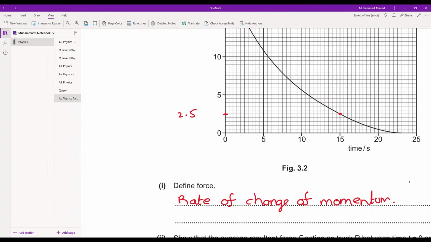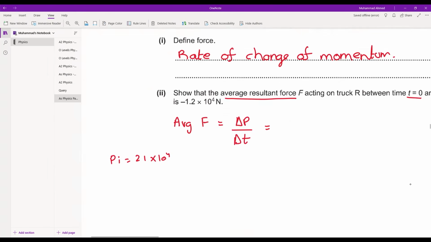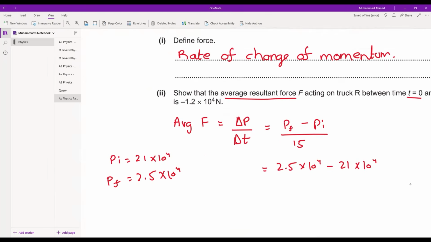This comes out to be 2.5. Your final momentum is 2.5 into 10 to the power of 4. Can you calculate the change in momentum? Force is final momentum minus initial momentum divided by change in time. Change in time is 15 seconds. What is the final momentum? 2.5 into 10 to the power of 4. Initial momentum is 21 into 10 to the power of 4, divided by 15. What does your force come out to be? Negative 1.2 into 10 to the power of 4 Newton.